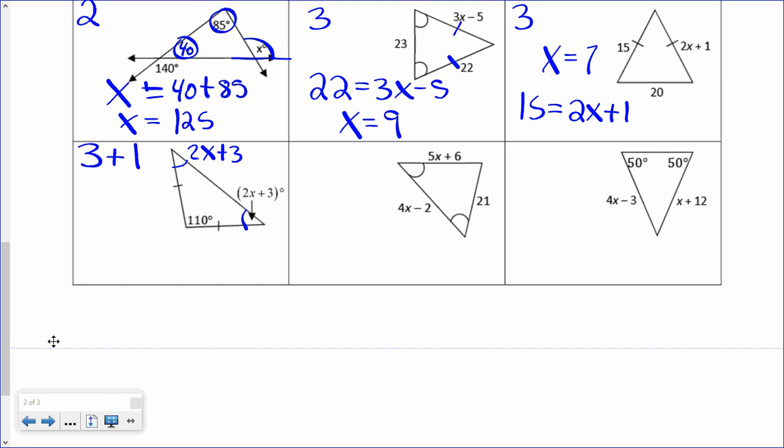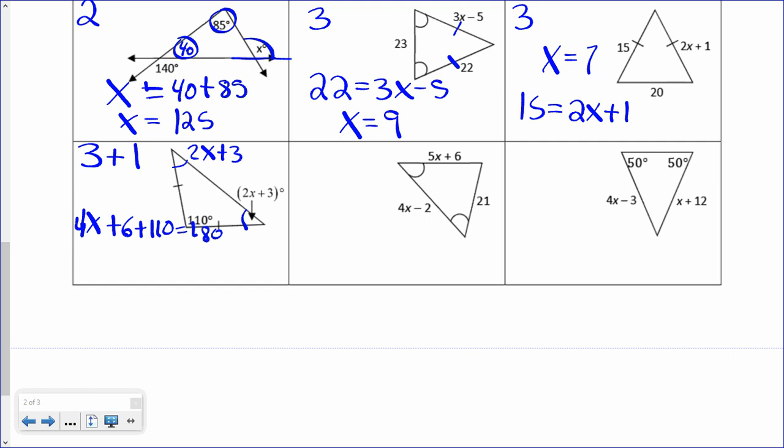They all add up to 180. Again, you can only use theorem 1 when all three angles have some sort of label inside. So now I can say 2x plus 3 plus 2x plus 3 plus 110 is equal to 180. I'm going to combine like terms in my head. So 4x plus 6 plus 110. I combine the two expressions together, and then we solve that for x.